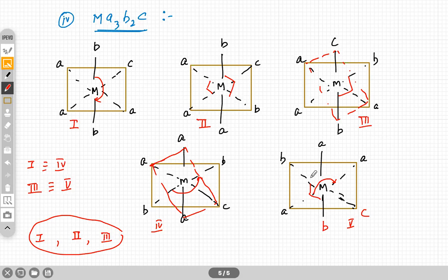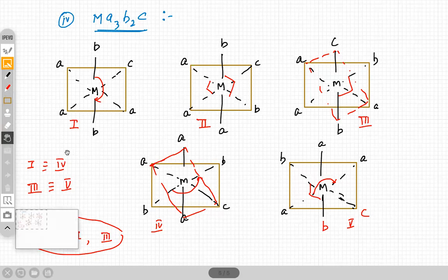Now the problem is that if you try to solve this kind of question by this method, it takes a lot of time in the exam. So what is the best way? This is the method you are going to use in the exam. You don't have to draw these structures, it takes a lot of time. Just consider the molecule A3B2C that we have here.